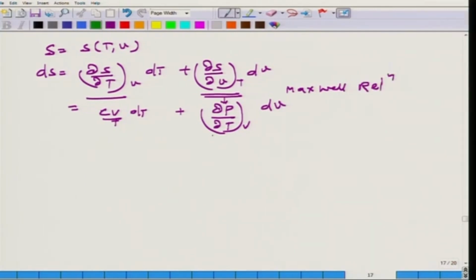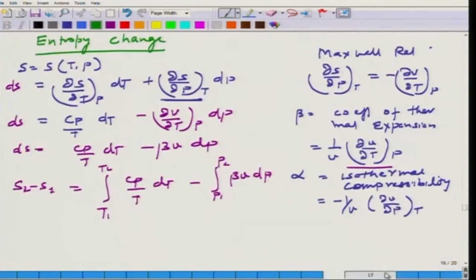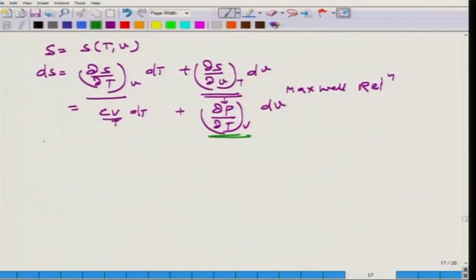So what we are interested in is to connect this expression here in terms of either Cp or the isothermal compressibility or your coefficient of thermal expansion. So we are going to make use of the cyclic relation here. The cyclic relation can be written in this way for the P, T, V variables.